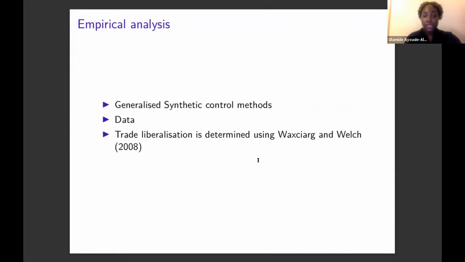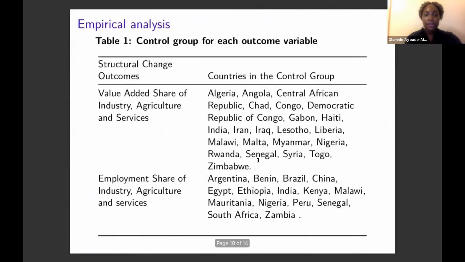In order to do this, I use data from a control group of countries who have not yet liberalized trade in the entire period considered. Table one here presents the six variables of interest and the countries that make up the control group for each variable. Unsurprisingly, the countries in the control group for Ghana are other developing countries, mostly from Africa, because most developed countries liberalized trade long before 1985.